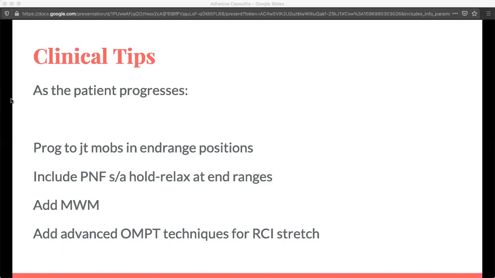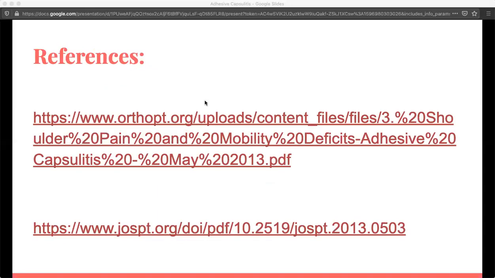And then, of course, there are advanced rotator cuff interval stretches that is not within the scope of this webinar. But if you know them, go ahead and do those.